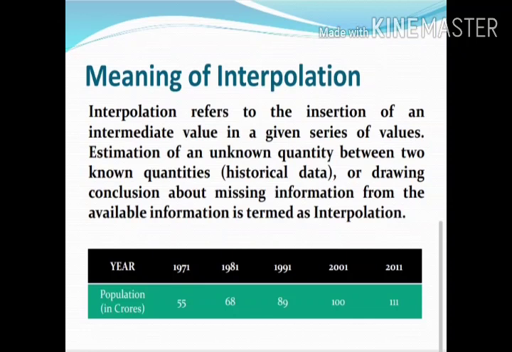1971 is given, 1981 is given, 1991 is given, but I am asking 1985 or 1995. So interpolation is a calculation of the value which is inserted in the given table, and you are going to find that out. Interpolation is nothing but finding a value which is inserted in the given series by using known values. 1971's value, 1981's value, that is known value, and you are going to find out an unknown value, that is 1985. Are you getting my point?